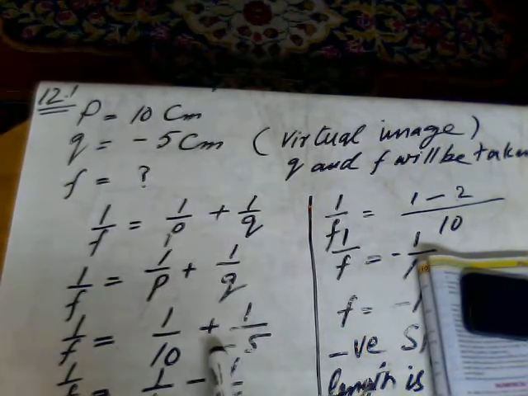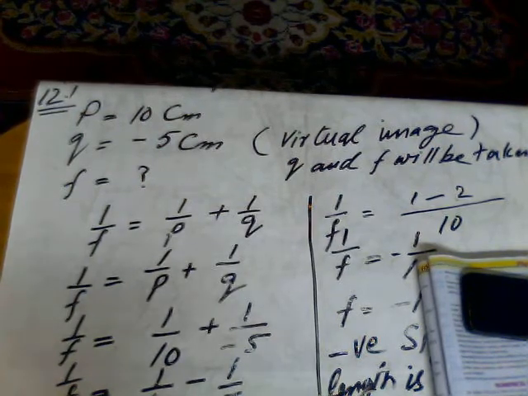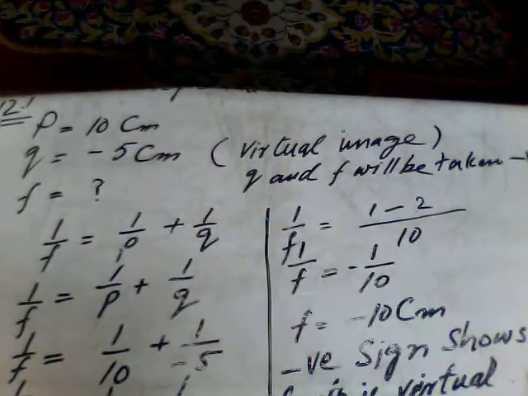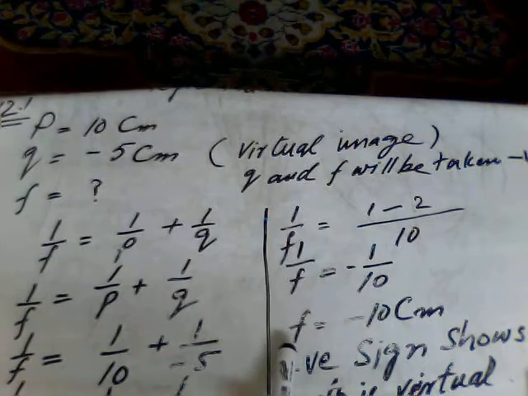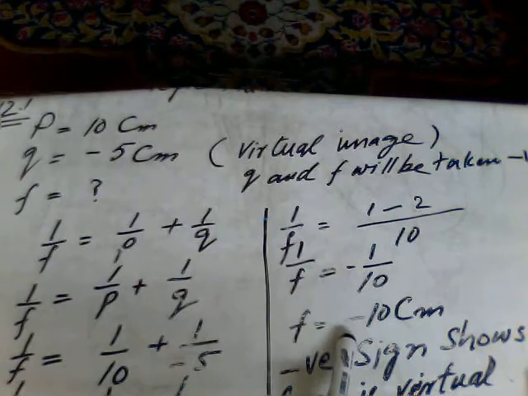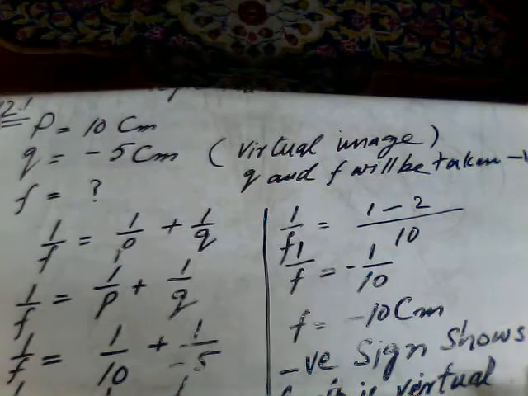This plus sign and minus sign will multiply each other and it will become minus, and now the equation is 1 over f equals 1 over 10 minus 1 over 5. By taking LCM and solving, we get minus 1 over 10. So 1 over f equals minus 1 over 10 and f is equal to minus 10 centimeters. The negative sign shows the focal length is virtual.